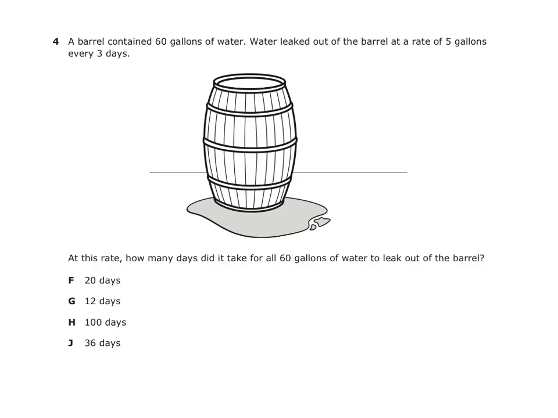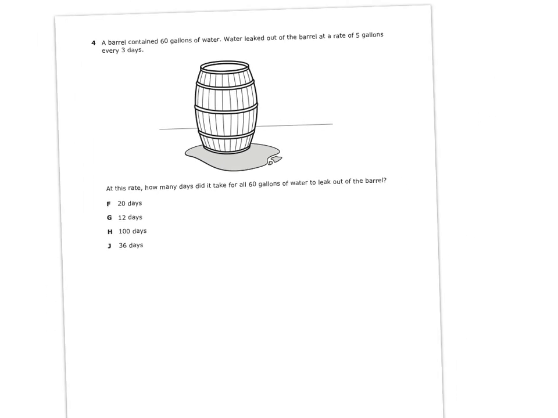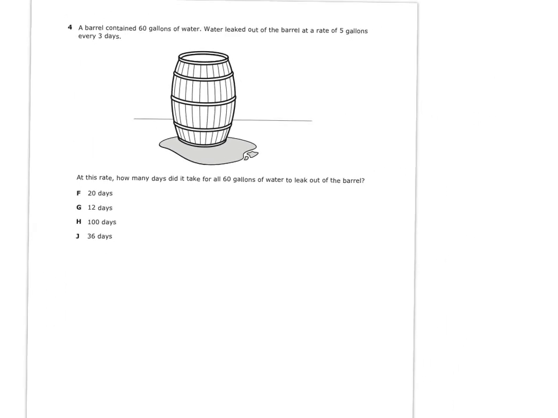Okay, number 4. Number 4, almost half of my students got this correct last year, and that makes me kind of sad because it's just a proportion. We've done a million proportions. Okay, so let's talk about it. It says, a barrel contains 60 gallons of water. Water leaked out of the barrel at a rate, that's a clue, of 5 gallons every 3 days.